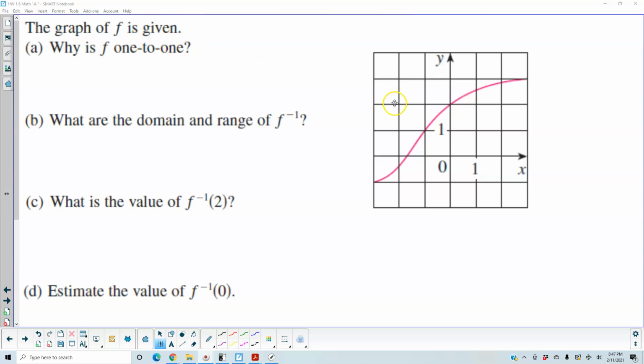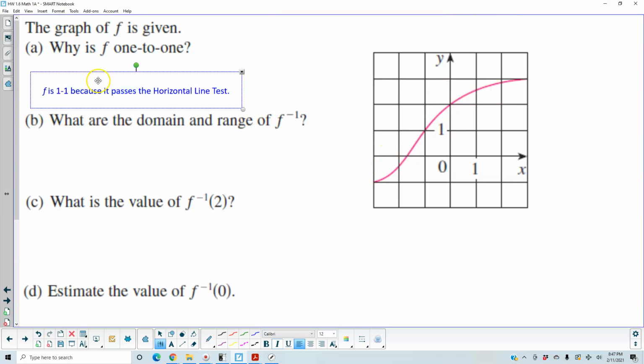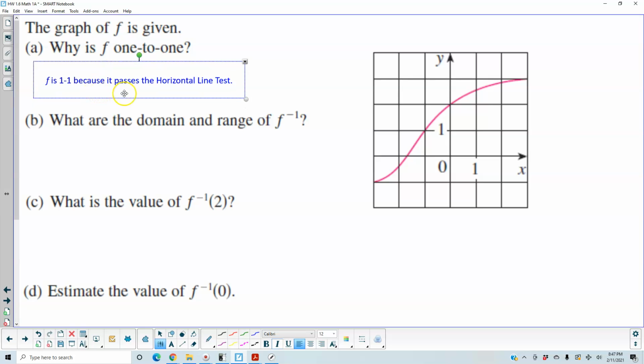The graph of f is given here to the right. Why is this function a one-to-one function? Well, if we look at this graph, we can see that it is one-to-one because it passes the horizontal line test. Okay, now what are the domain and range of f inverse?